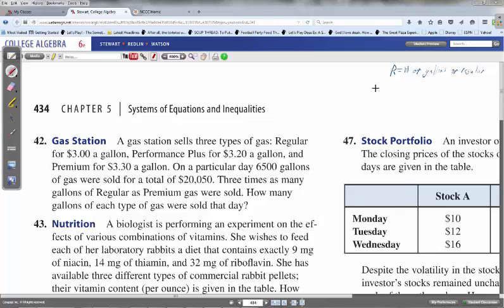I need premium and performance plus. So how about P for performance plus? And B for premium.